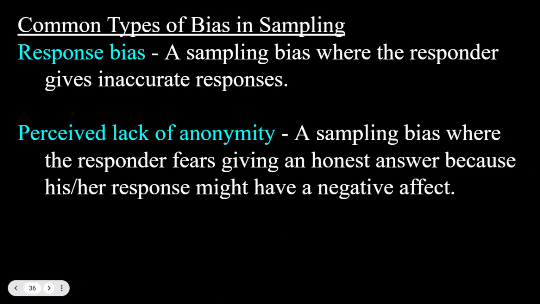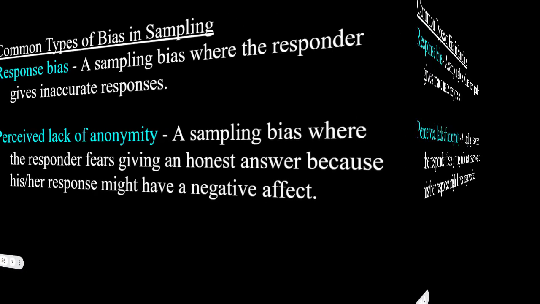Response bias. This is a sampling bias where the responder gives inaccurate responses. They respond, but for some reason they respond inaccurately, maybe on purpose, maybe not on purpose. One type of this would be perceived lack of anonymity, a sampling bias where the responder fears giving an honest answer because his or her response might have a negative effect. For instance, let's say somebody was surveying their employees about the boss's job performance, and the people didn't know, maybe the boss was going to see these results. They might not give honest answers because they might be worried that if the boss finds out they think he's not doing a good job, they might get fired or penalized. That would be a perceived lack of anonymity, and that would cause that response bias.